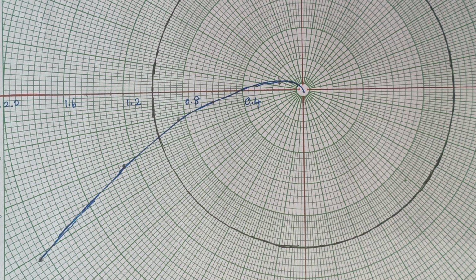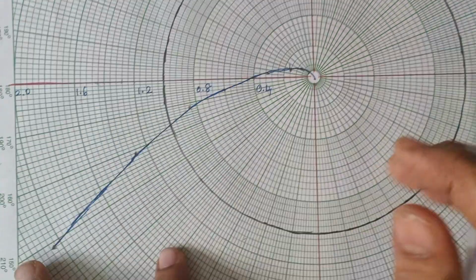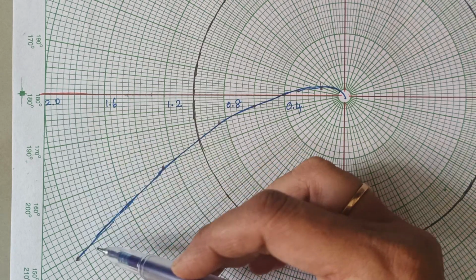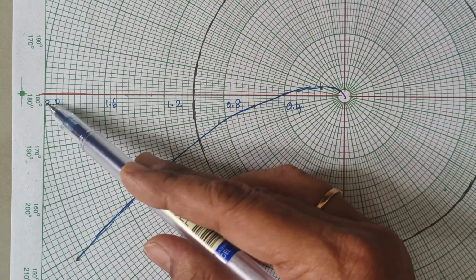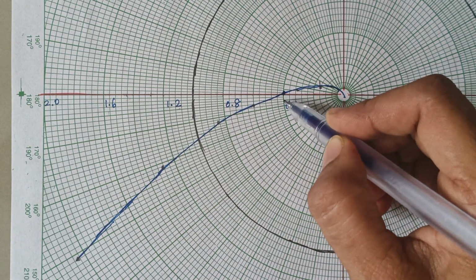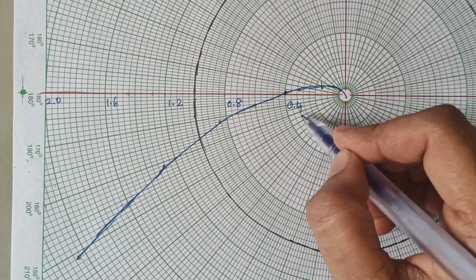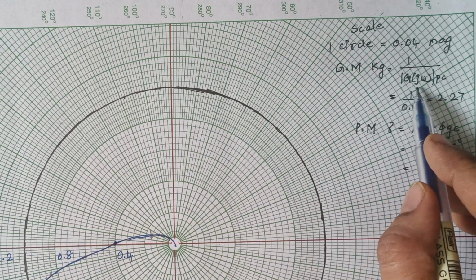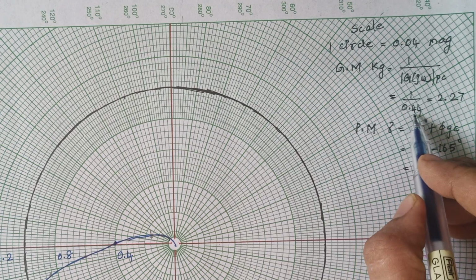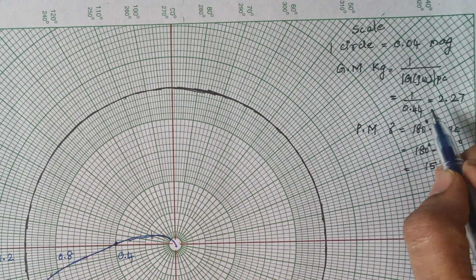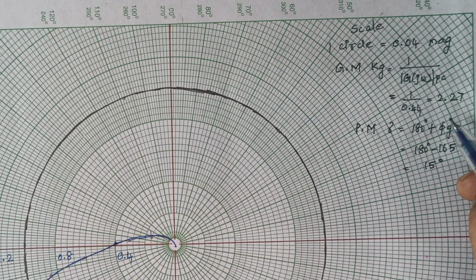Here now we are going to find the gain margin. How to find the gain margin? This polar plot is intersecting our 180 degree line at some point. Just find out what the magnitude is. Here the magnitude is exactly 0.4. The gain margin is calculated by 1 divided by that particular magnitude value. So the magnitude is 0.44, or you can keep 0.4, nothing makes much difference. So here the answer is some 2.27.